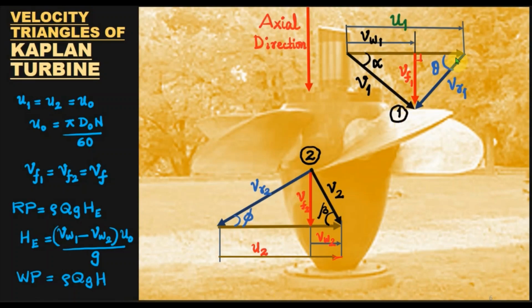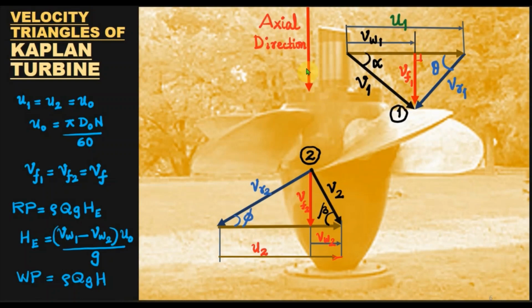We already know that for a shockless entry, the relative velocity must be tangential to the blade surface at inlet. And for shockless exit, the relative velocity must be tangential to the blade surface at outlet. So here 1 is inlet and 2 is outlet. Here VR1 direction is tangential to the blade surface at inlet. In this case, the runner will rotate in the anti-clockwise direction while looking from the top, as a reaction to the water flow which is passing over the blades in this direction.